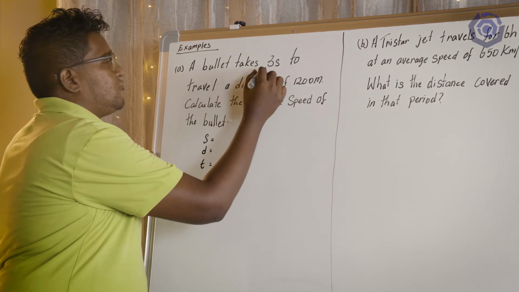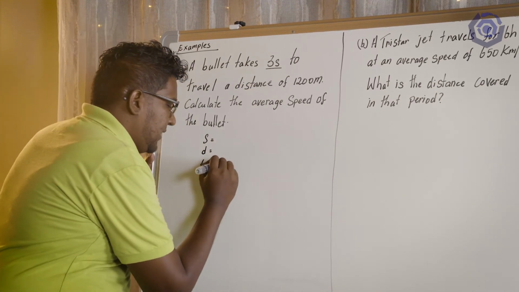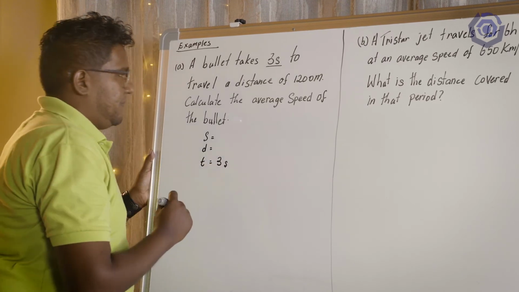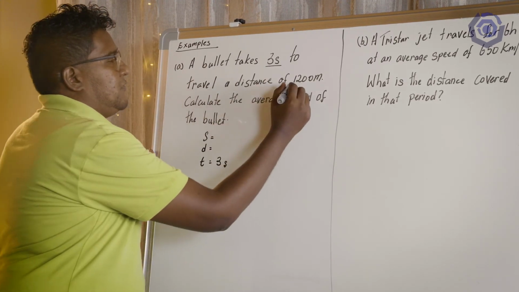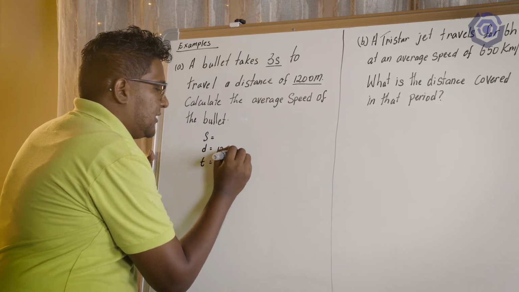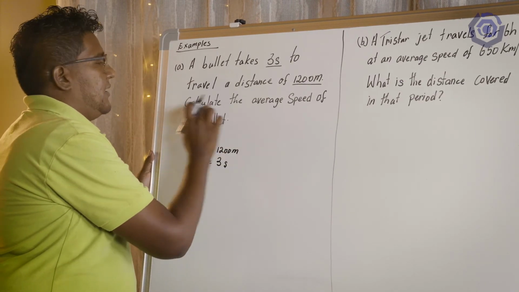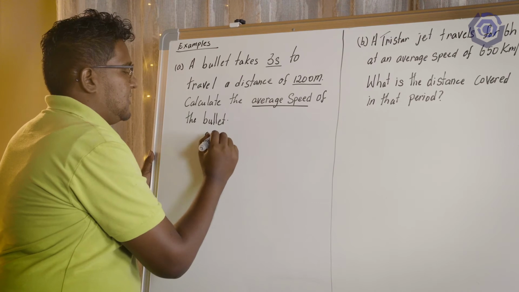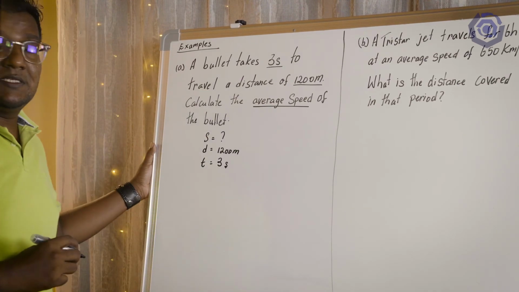So a bullet takes 3 seconds. That would be our time. To travel a distance of 1200 meters, that's going to be our distance, right? And they're asking you to calculate the average speed. So we don't know the speed.